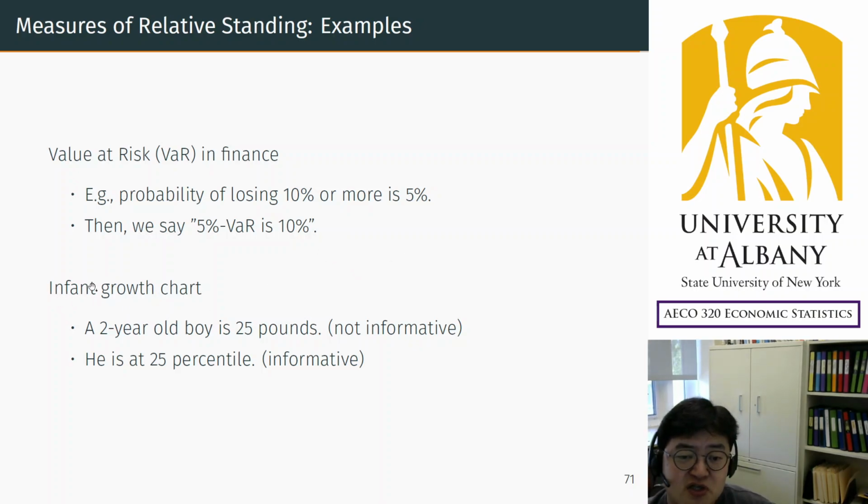And in a infant growth chart. When I say a 2-year-old boy is 25 pounds, even though I raise the boy, I don't know if this guy is on the heavier side or lighter side. It's not informative because I have no idea of the distribution of 2-year-old boys. But instead, if I tell you he's at the 25th percentile, then you have a better idea. Oh, okay, he's a little bit smaller than the median, but not much, 25%, right?